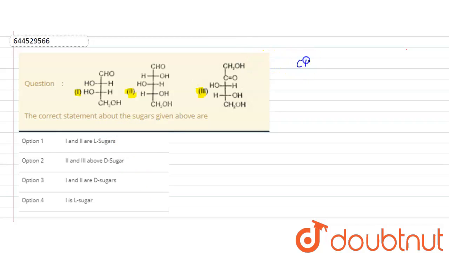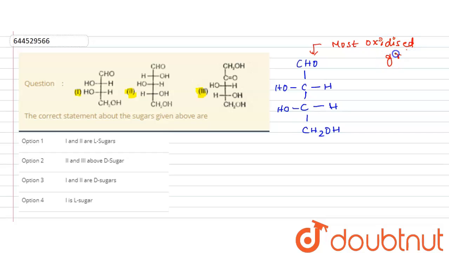So let's write down the first compound first. Here it is H, here it is OH. Here you have carbon, here you have H, and again here you have OH, and here it is CH2OH. When you have this compound, what is your aim? Your aim is to first identify the most oxidized group. So this is the most oxidized group. Now start numbering from here: 1, 2, the third carbon is this, and the fourth carbon is this.